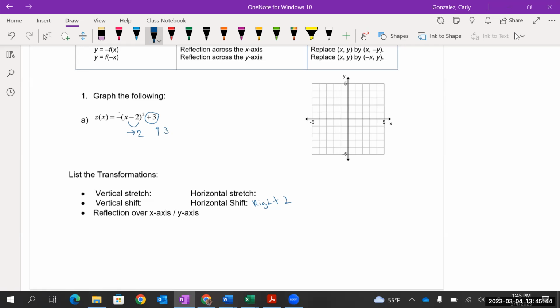And last but not least, we have a negative multiplier in front of our function. So it's outside the function, not in with the x, but outside of that x squared. And so that is going to reflect over the x-axis. Okay, so we reflect over the x-axis, we go right 2, we also shift up 3. And because we do not have any multipliers outside our function, we do not have a vertical stretch. And because we don't have any multipliers inside our function, or multiplying by x, we will not have a horizontal stretch or shrink.